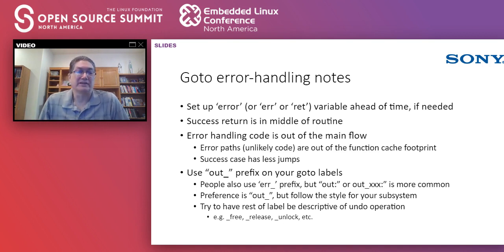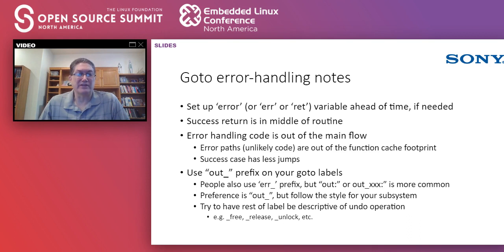Now, one good tip is to use an out_ prefix on your goto labels. People also use other things like error_, or there's no end of weird things, but using the out prefix is more common. Having said that, the preference is to use out_. That's what most of the kernel uses, but follow the style for your subsystem.